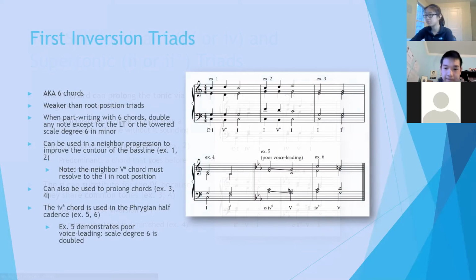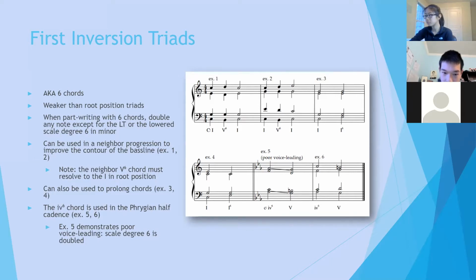Now we're going to be talking about first inversion triads. So they're also known as six chords, which are weaker than root position triads. And then when part writing with six chords, you can double any note except for the leading tone or the lowered scale degree six in minor. So they can be used in a neighbor progression to improve the contour of the bass line. It looks really nice. So it's not only visually appealing, it's also musically appealing too. So make sure to do that.